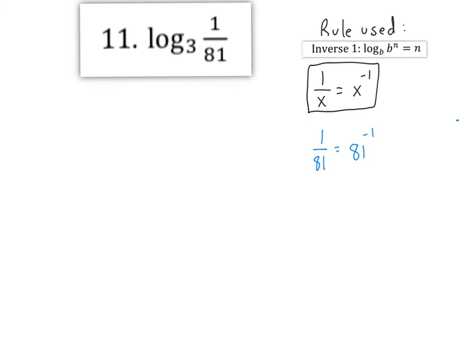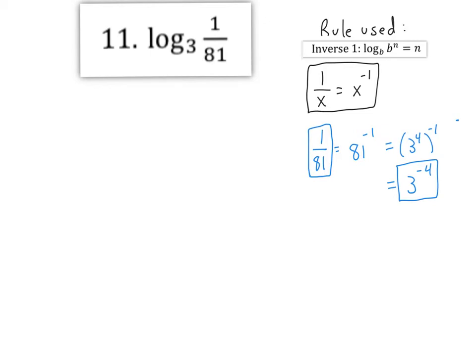Okay, and then 81 is 3 to the 4th, so we can rewrite 81 as 3 to the 4th, and then that's still to the negative 1. And then we can use the idea that if you have something to an exponent, like 3 to the 4th, and then the whole thing is raised to another exponent, then you multiply these exponents. So this becomes 4 times negative 1, which is negative 4, so this is 3 to the negative 4. Okay, so we see that 1 over 81 equals 3 to the negative 4.